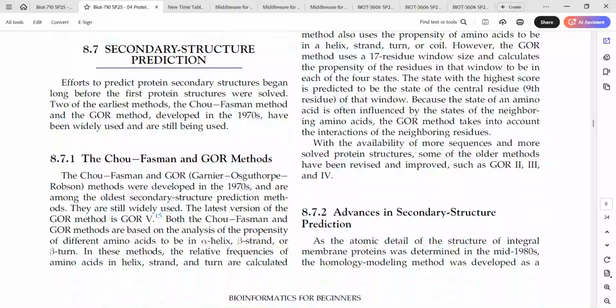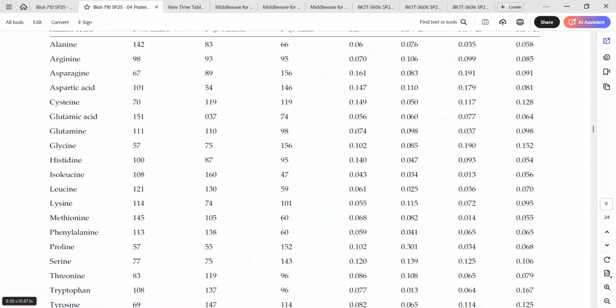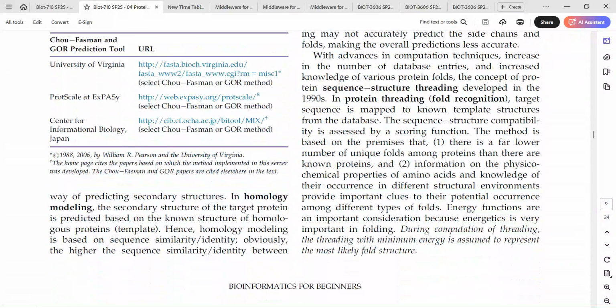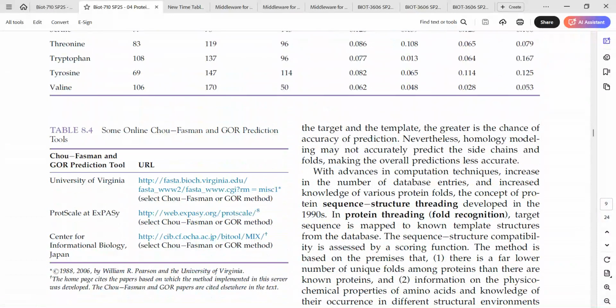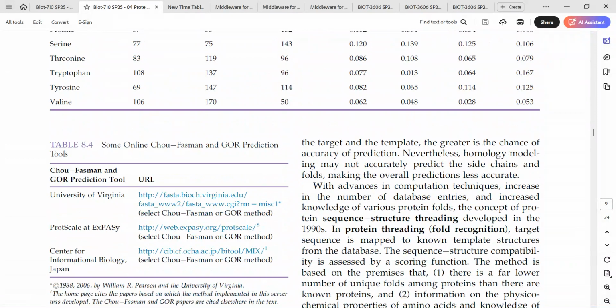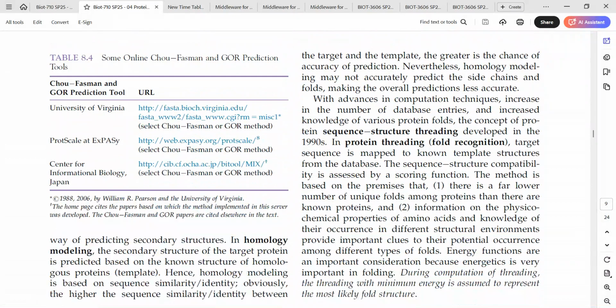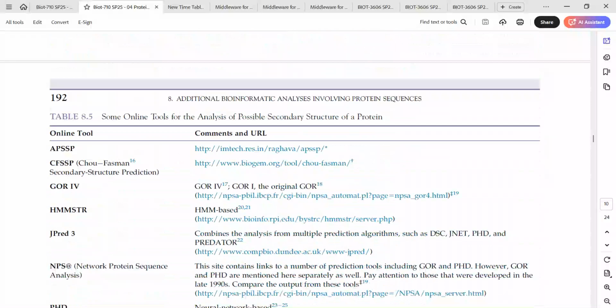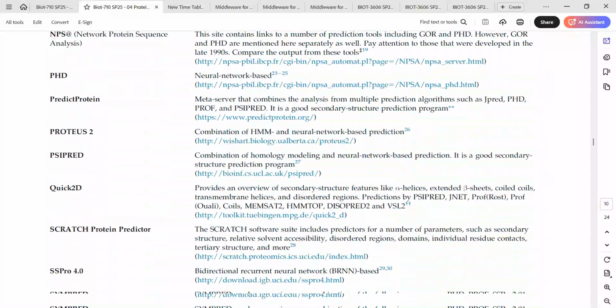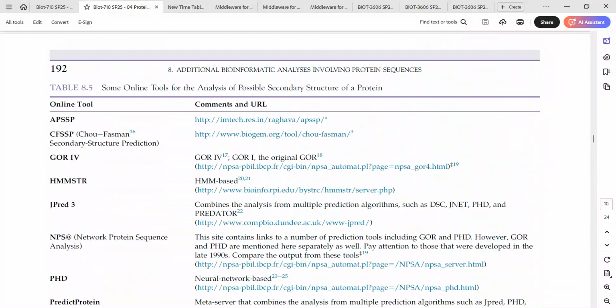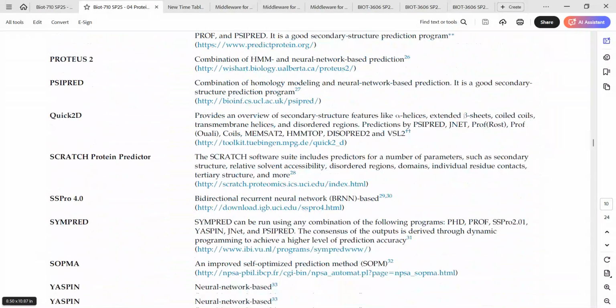But the advanced forms of secondary structure tools involve homology modeling and protein threading. Homology modeling works on the principle of protein alignment and sequence similarity, while protein threading works more specifically on fold recognition. Every amino acid has an effect on its neighboring amino acids, and this keeps on being calculated, and at the end we form a protein structure. But protein threading involves very long calculations, so it requires supercomputers. These are the tools by which we can identify the protein secondary structure.